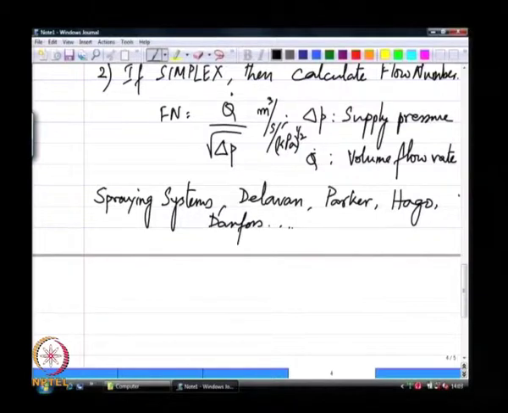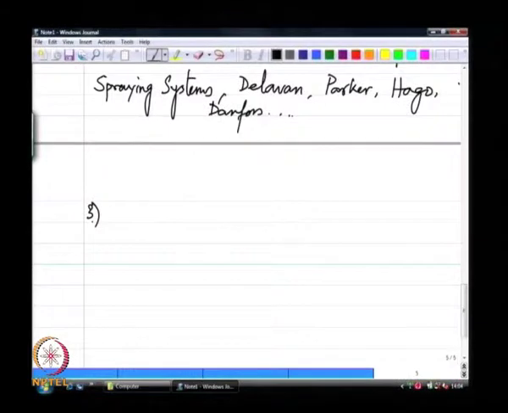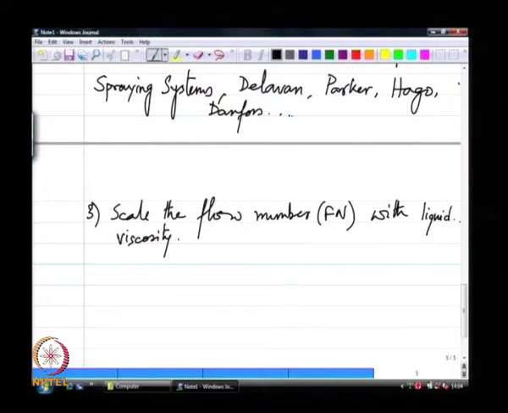So, you can calculate this flow number, and typically you have a selection of nozzles that give you the same flow number but different flow rates. So, the first step is calculate flow number, but before you can go to the catalog, what you need is to scale the flow number with liquid viscosity. Most of these catalogs would have the flow number or all the flow data on all the nozzles reported with, let us say, water or kerosene, depending on their main market segment.